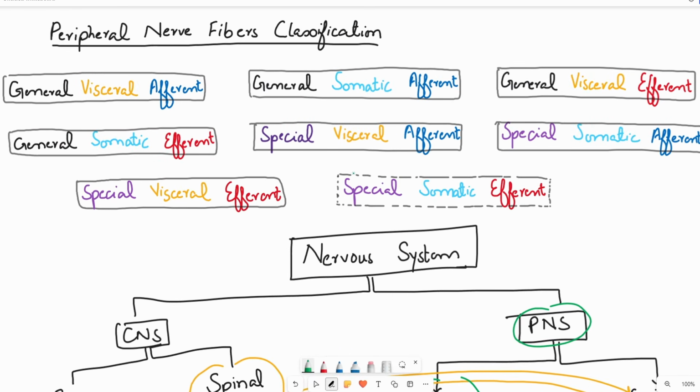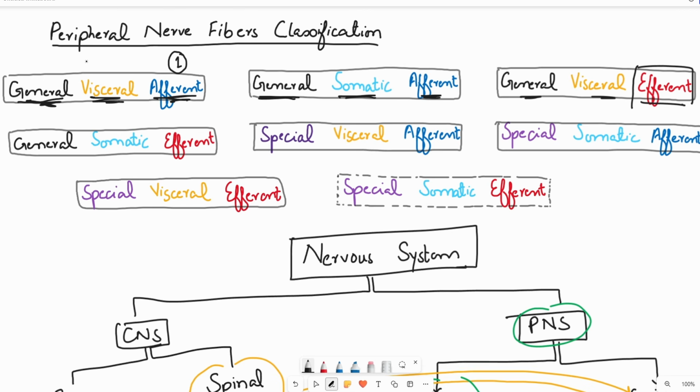Now here, if you focus on how these terms are named, these terms consist of three parts. Here you can see general, then visceral, then efferent, then general somatic efferent, then general visceral efferent. So let's talk about the last part first. The nerve fiber may be afferent or it may be efferent. Here in blue color I have shown afferent. So some are afferent or others may be efferent.